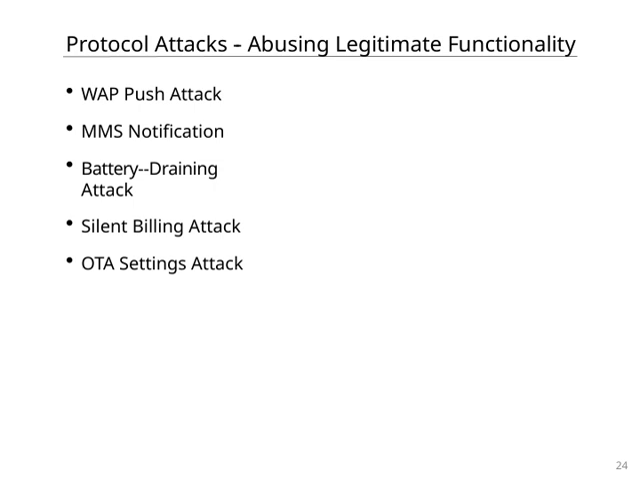Then, there's the silent billing attack. Here, attackers manipulate the billing process to charge users without their consent, often by exploiting vulnerabilities in the billing protocols. Lastly, we have the OTA settings attack. This targets over-the-air configuration settings, allowing attackers to change device settings remotely, which can lead to control over the device or further exploits. These attacks highlight how legitimate functions can be turned into vectors for malicious activities, emphasizing the importance of robust security measures in protocols.